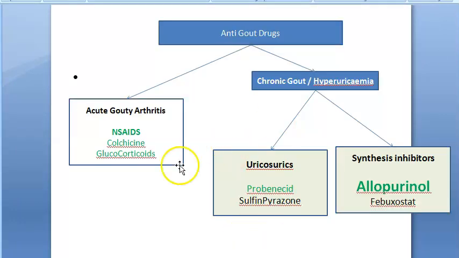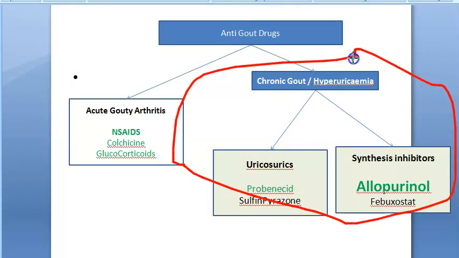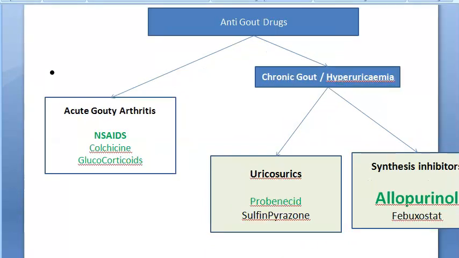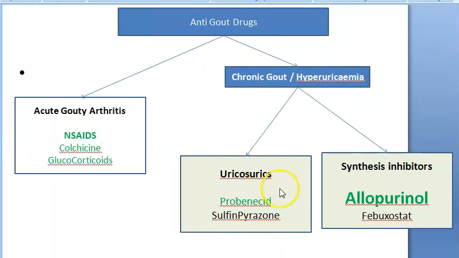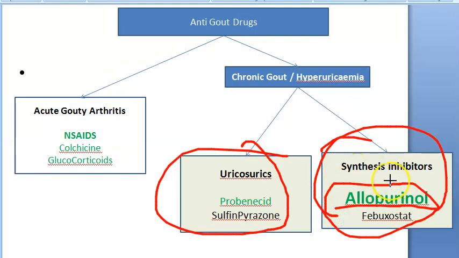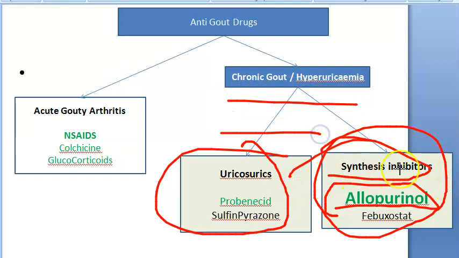In the next video, we will look at chronic gouty arthritis and its treatment, with hyperuricemia for a long time. The drugs that we will be looking at will be probenecid, which has a uricosuric action, and allopurinol, which is a synthesis inhibitor. It stops the synthesis of uric acid. We'll come back in the next video and look at these.